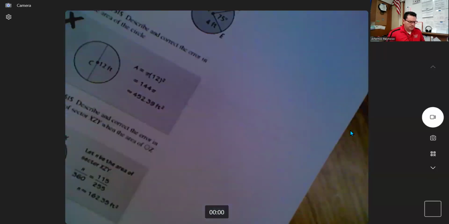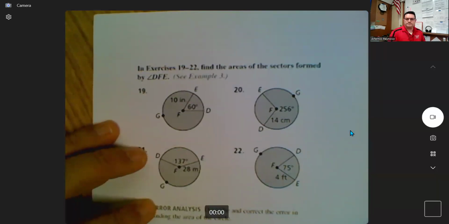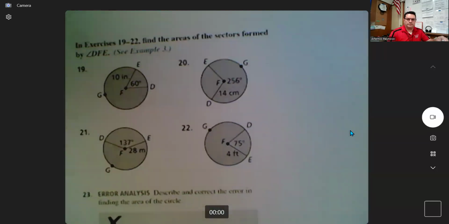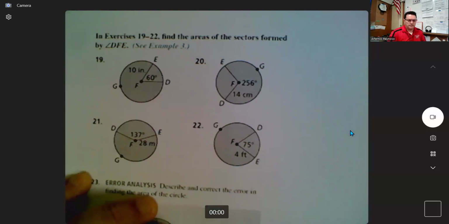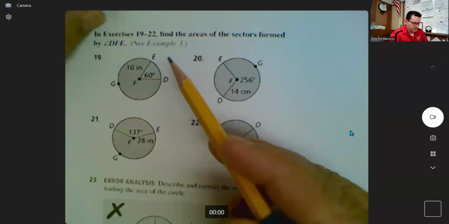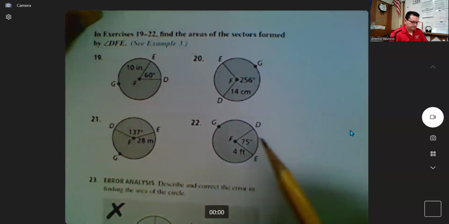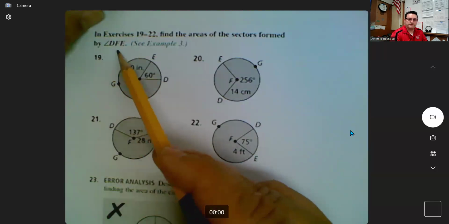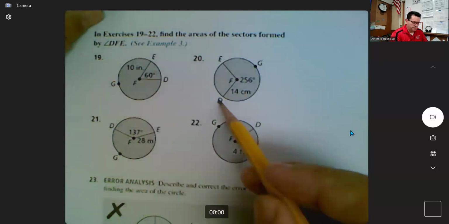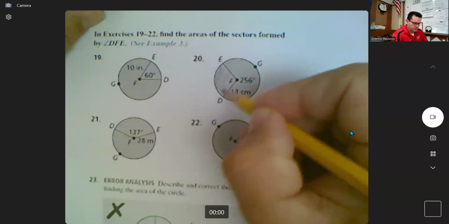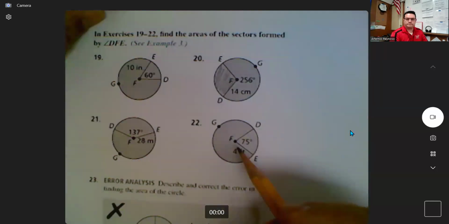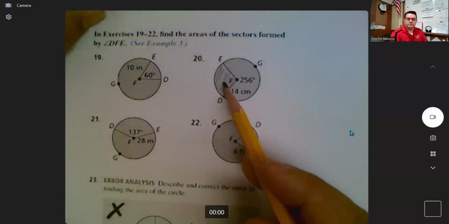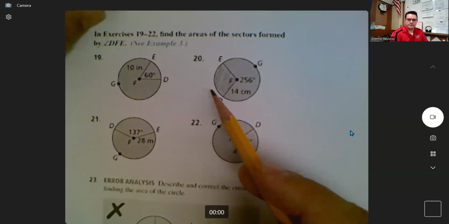On the other page, we will find the sector area. Sector area means piece. Just when we go to a birthday party and we get a piece of cake, that's what it is. Now, find the areas of the sectors formed. They tell us specifically DFE. Okay, I follow it, DFE. So they want us to only find this area. As you can see, this area is smaller than the entire circle area.